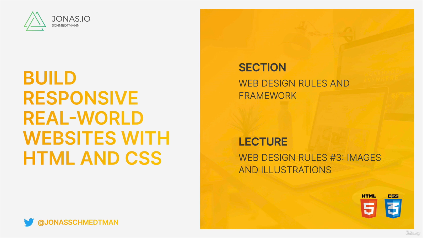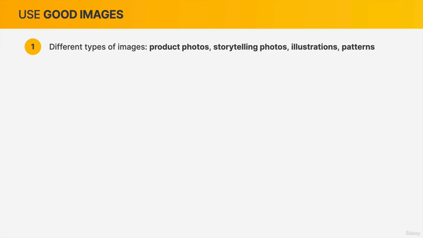Besides text, images are the most important content of any web page. And so let's now learn how we can use images well, when to use images, and also what images to actually use. So essentially, we can use 4 different types of images: product photos, storytelling photos, illustrations, and patterns. And so let's now take a look at examples for each of these 4 types.